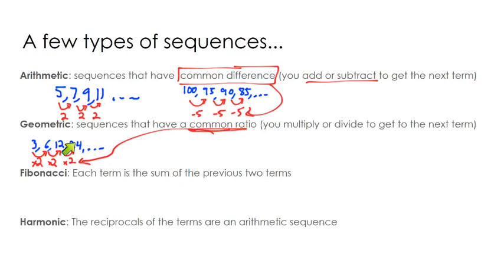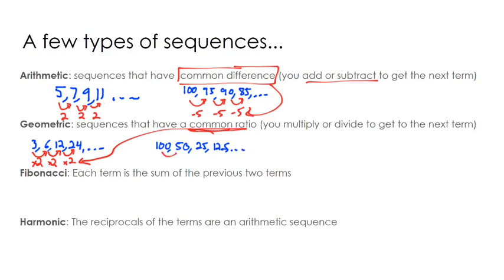And we call it a common ratio because I could write it as a ratio. I could say 24 over 12 is 2, 12 over 6 is 2, and 6 over 3 is 2. But I could have one that decreased the same way. For example, I'll start with 100 again. We go 100, 50, 25, 12.5, dot, dot, dot.